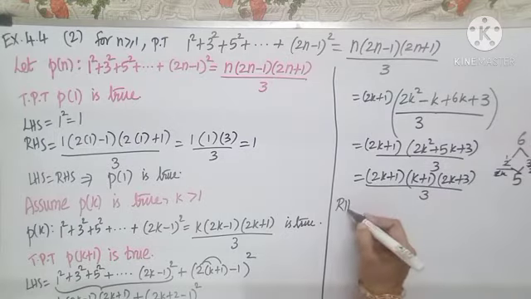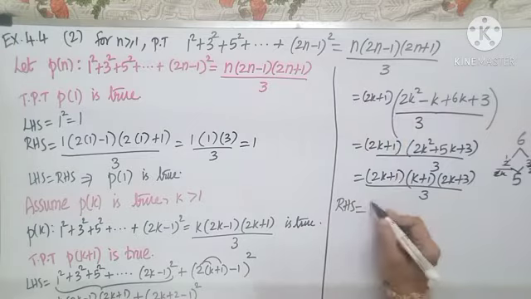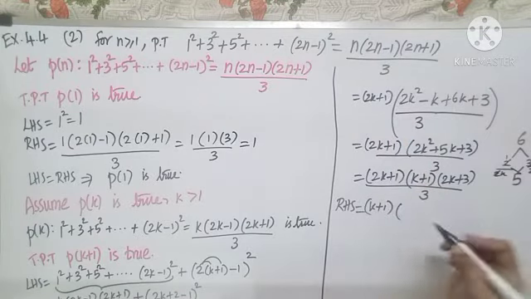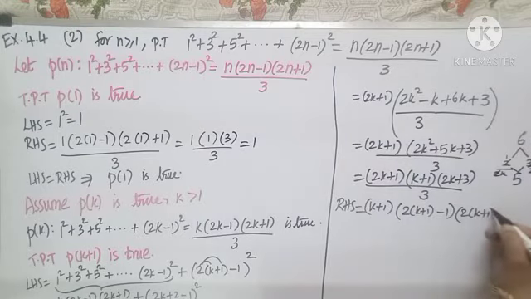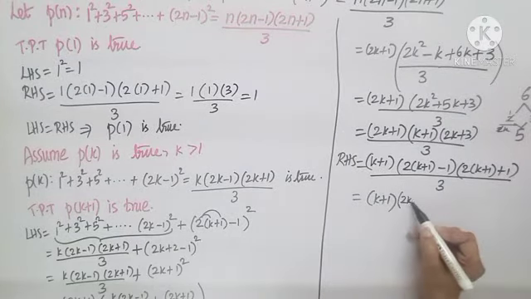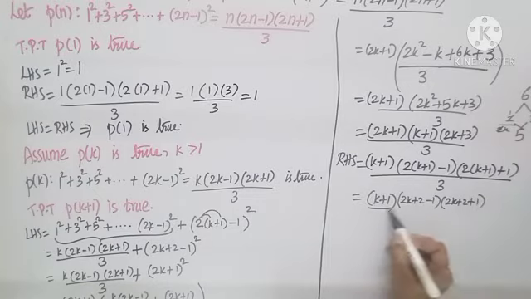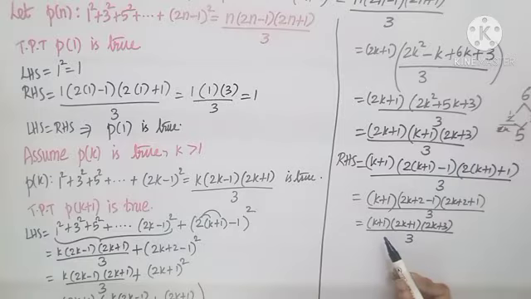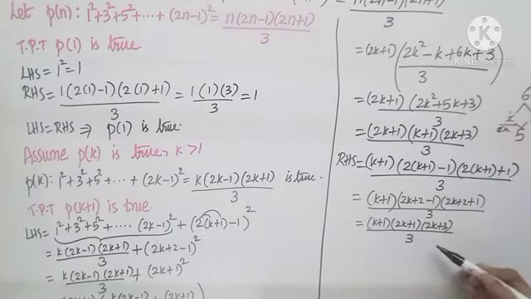Find out what is RHS. Wherever n is coming, put K plus 1. N will become K plus 1. N will become 2 into (K plus 1) minus 1, 2 into (K plus 1) plus 1, the whole thing by 3. That is (K plus 1) into (2K plus 2 minus 1), (2K plus 2 plus 1), the whole thing by 3. (K plus 1)(2K plus 1)(2K plus 3) by 3. Compare. So comparing these two, we get the same answer.